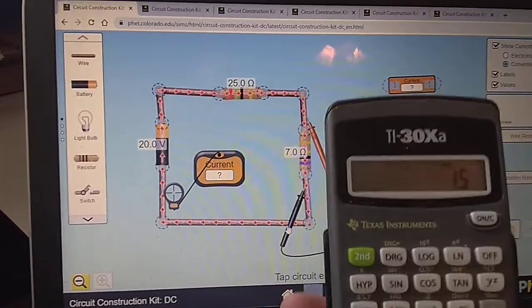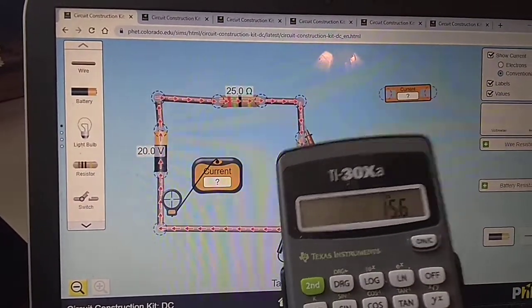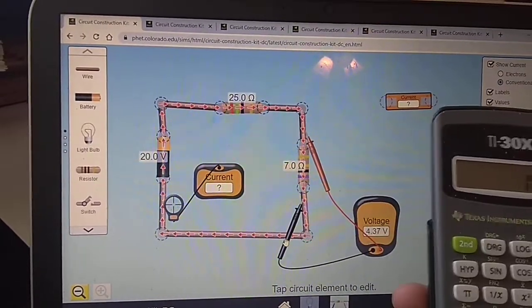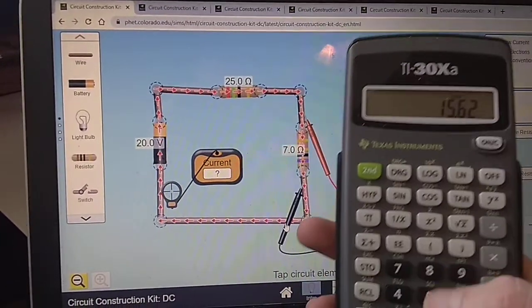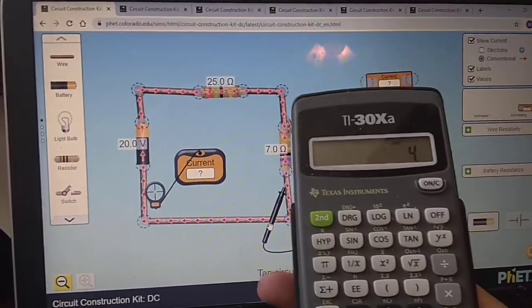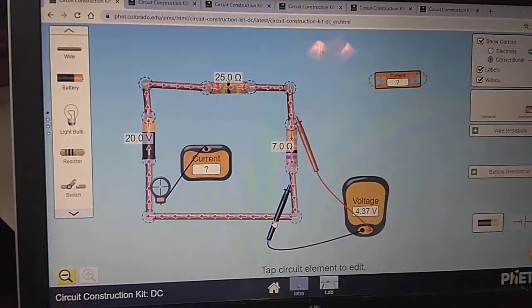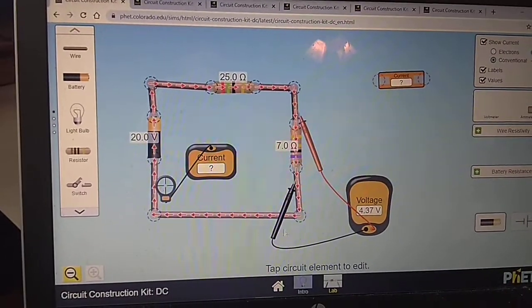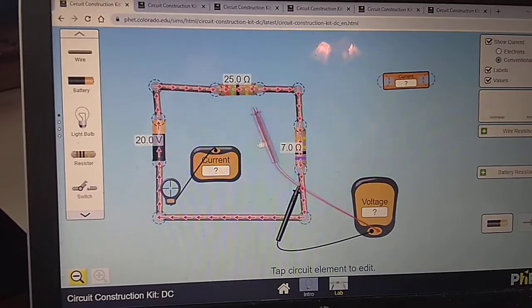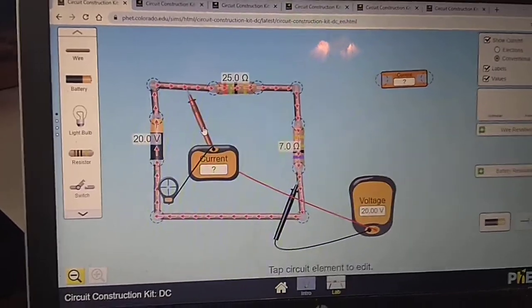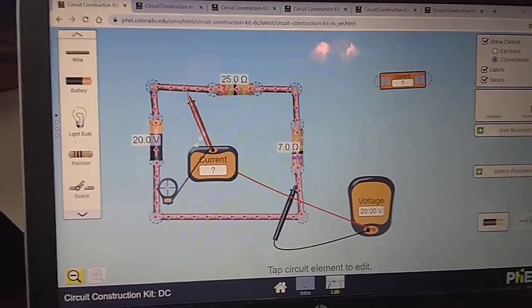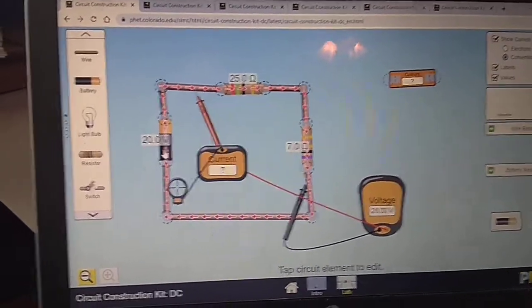Now, if I add those together, 15.62 plus 4.37, I get 19.99. There's probably some rounding going on right there. If I were to look at the voltage drop across the whole thing, 19.99 should round to about 20 volts. And again, we have a 20 volt battery.